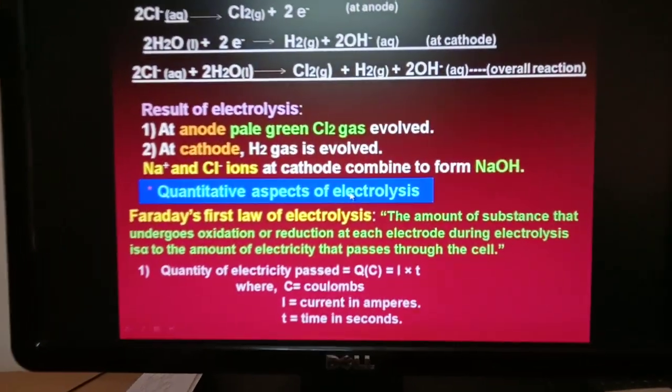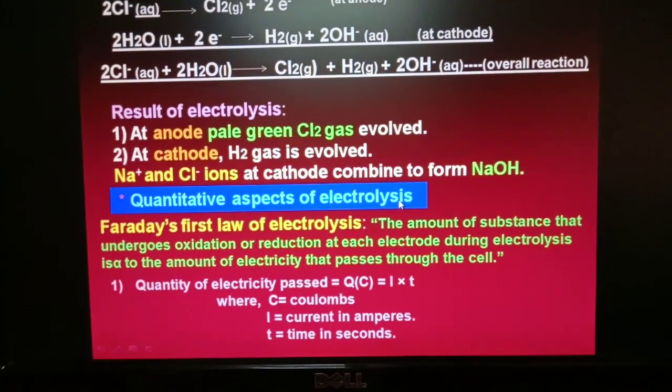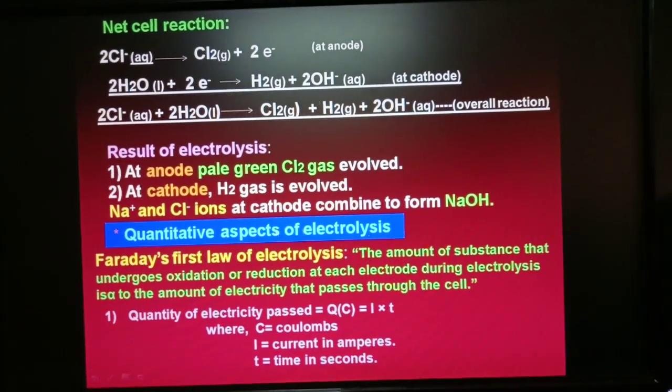Next we shift to the quantitative aspects of electrolysis. Now this point is also important regarding solving numericals based on electrolysis. All the formulas and relations which have been put forth in quantitative aspects need to be learned by heart by all the students. You have to learn them thoroughly in order to solve the problems based on electrolysis.